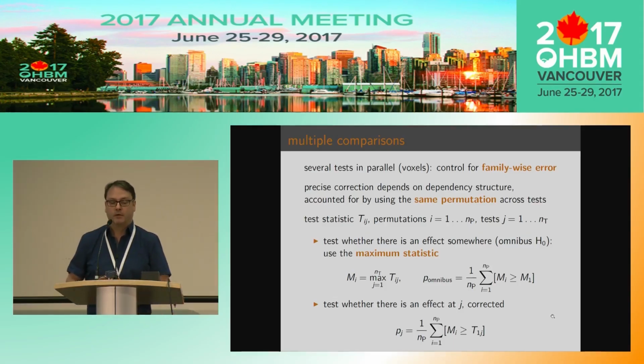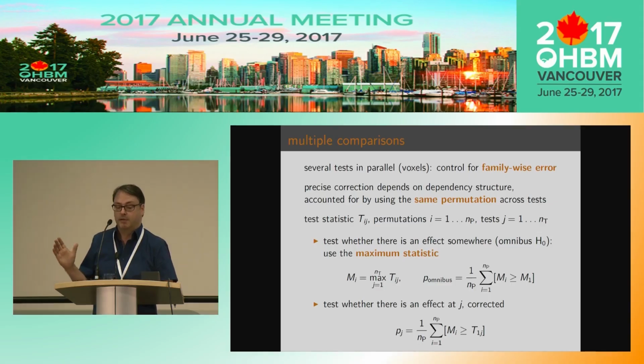The precise correction, the degree to which you would have to correct your p-values, depends on the dependency structure between your different tests. For instance, you have a searchlight analysis or an ROI analysis. You assume some correlation between the tests in these different ROIs. Correcting for the number of ROIs or correcting for the number of searchlights is probably too much. It's probably conservative. But you can preserve the dependency structure in the permutation. And you do this by applying the same permutation across all tests.